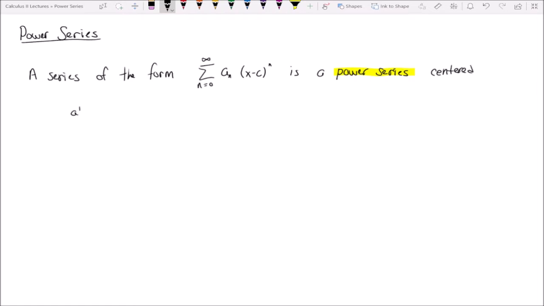centered at x equals c. Notice, right, that this is a function of x. So we can represent functions as power series.